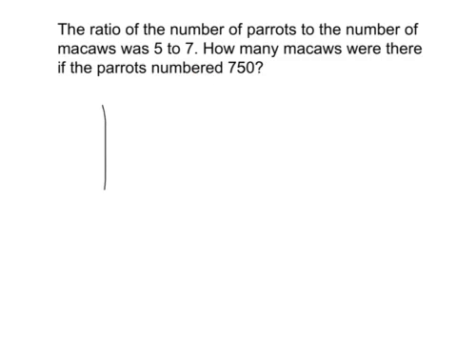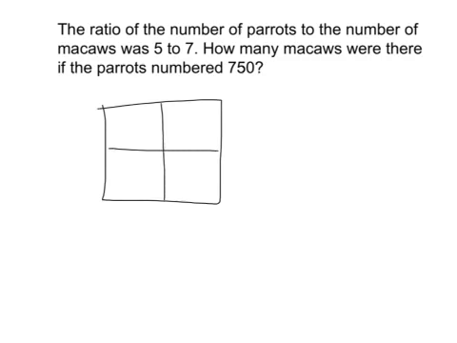We're going to draw this 2x2 box. It has 4 squares. The first column is going to represent our ratio amounts. The second column is going to represent our actual amounts. And then we're going to set up our rows by the items that we're comparing. We have parrots and we have macaws.